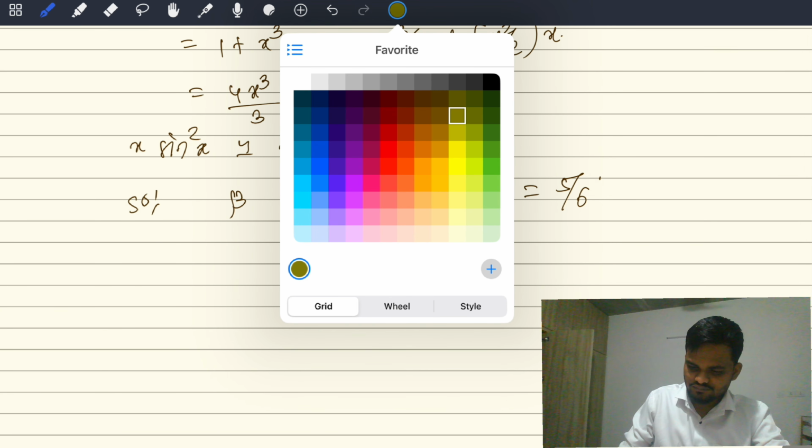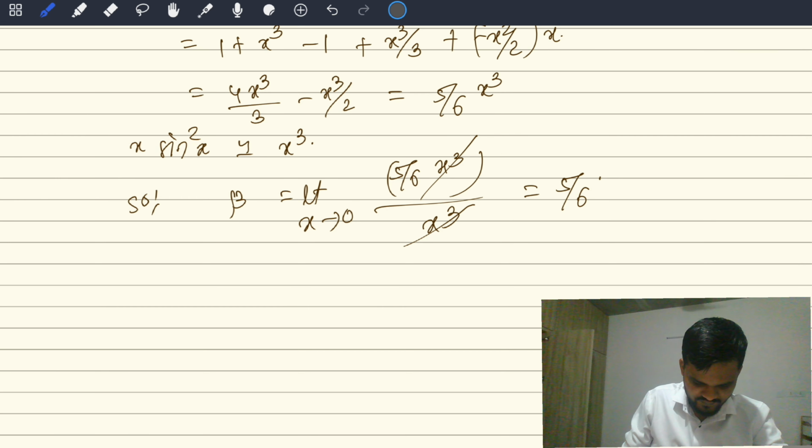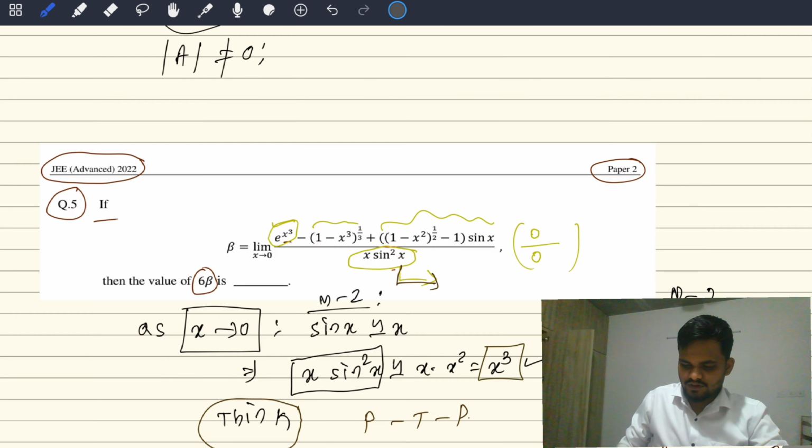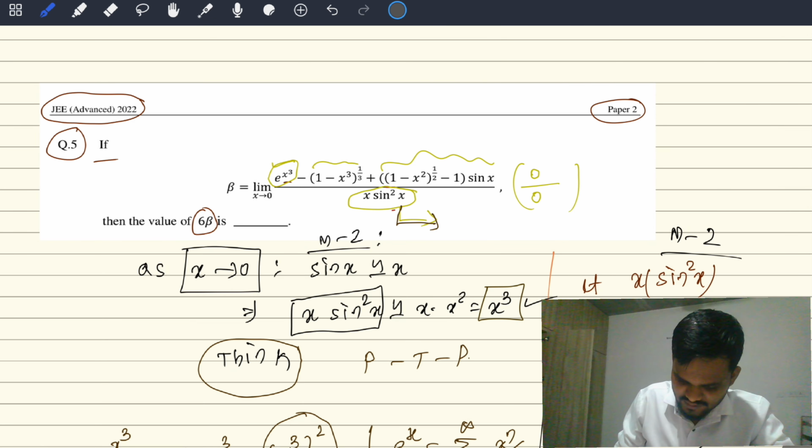Now the question is to find the value of 6 beta. So 6 beta is equal to nothing but 6 into 5 by 6. 6 got cancelled, the answer is 5. So the final answer is 5. So this is our answer.